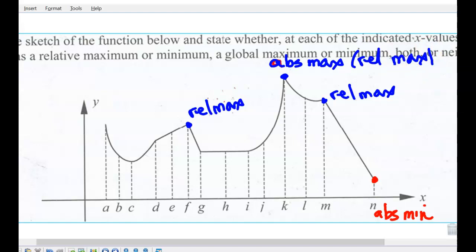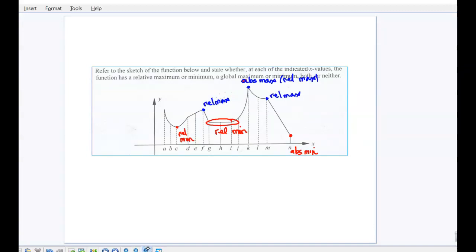Okay, as far as relative mins, I have a relative min right here. And I have, you could consider these three here also relative mins. Okay, and that would be all there would be for relative max and min. So again, to stress, absolute max and mins can happen either at the interior points or at the end points. Relative max and mins can only happen at the interior of my graph.